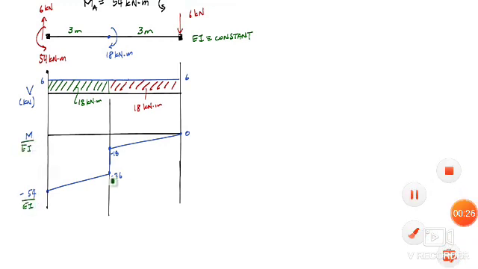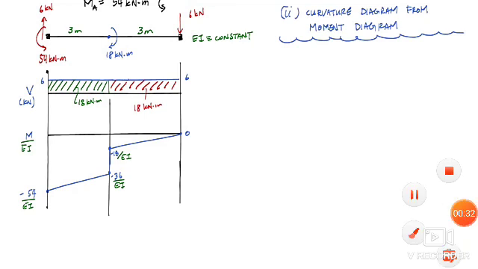So 54 by EI, 36 by EI, all values by EI. So this is our curvature diagram. Now we have the moment diagram. The next thing we'd like to do is draw a qualitative deflected shape of the structure.